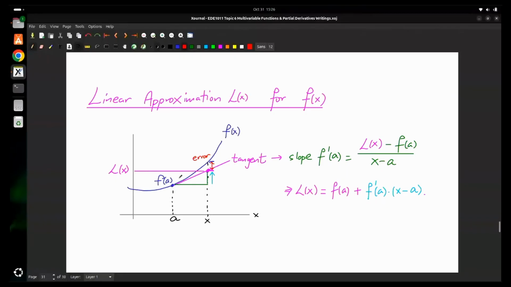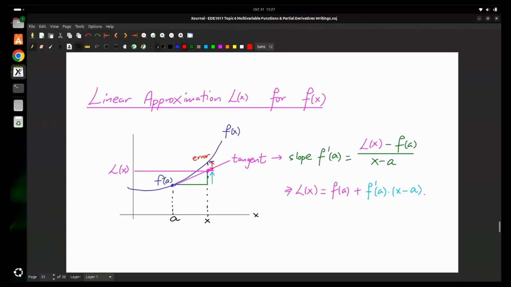So what is the linear approximation? What is this linear approximation value which I call L of x? L represents linear. I can simply use the slope of the tangent, very simple. The slope of the tangent at point a is just f prime of a. Correct or not? I differentiate the function f first, then I substitute in a.